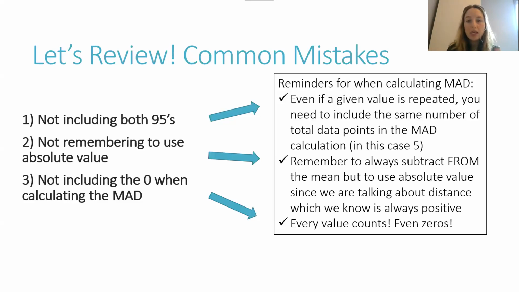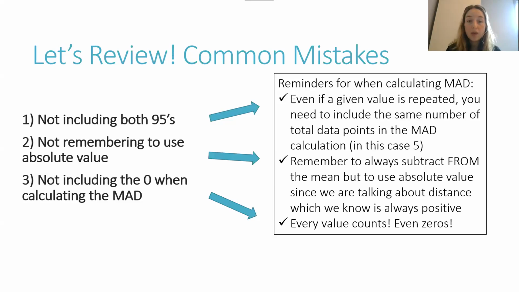The second common mistake you might have made is you might not have remembered to use absolute value. Remember when you're calculating MAD that you're always subtracting from the mean, but you have to use absolute value because we're talking about distance, and we know that distance is always positive.